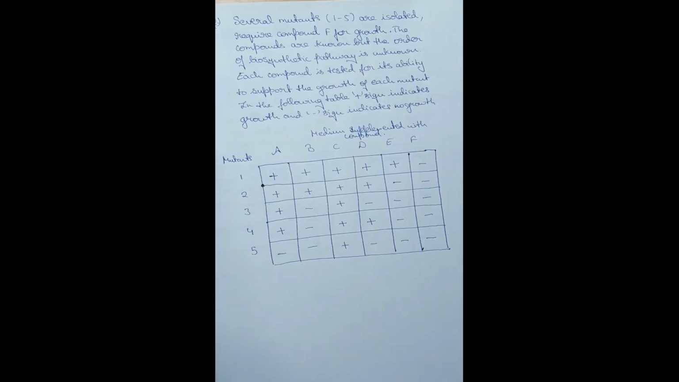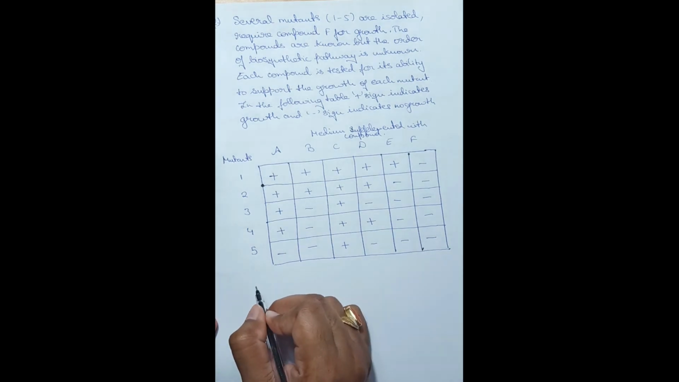Let's look at another example. Several mutants 1 to 5 are isolated that require compound F for growth. The compounds are known, but the order of the biosynthetic pathway is unknown. Each compound is tested for its ability to support the growth of each mutant. In the following table, a plus sign indicates growth and a minus sign indicates no growth. So in this we have to find the pathway.